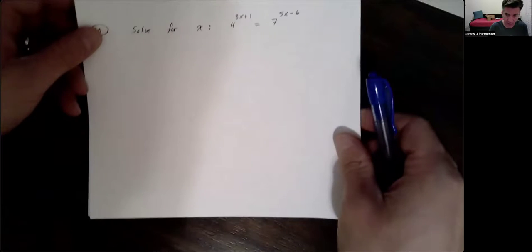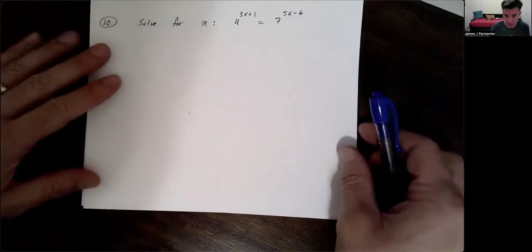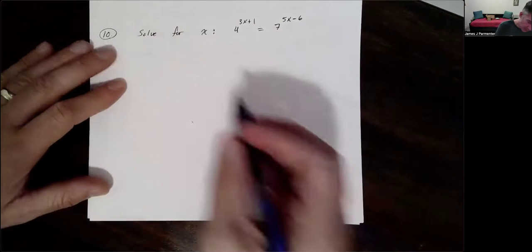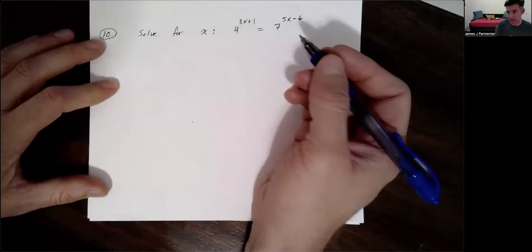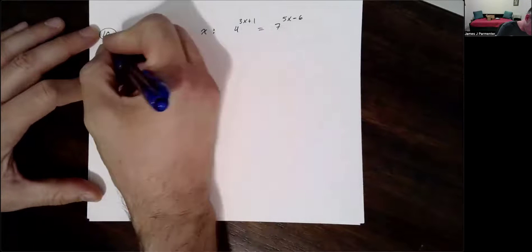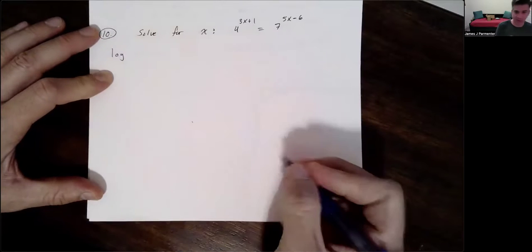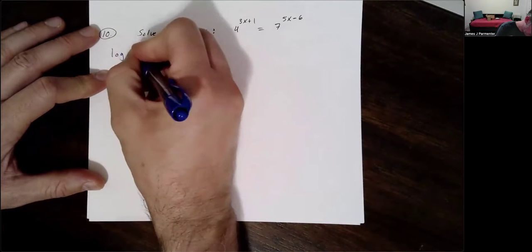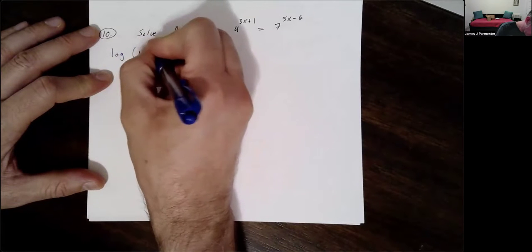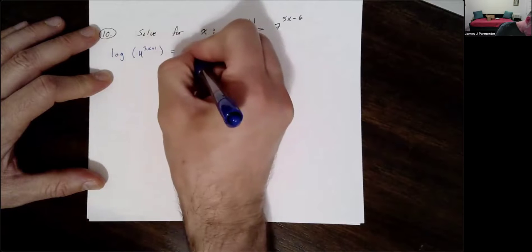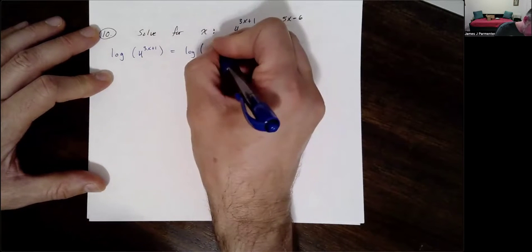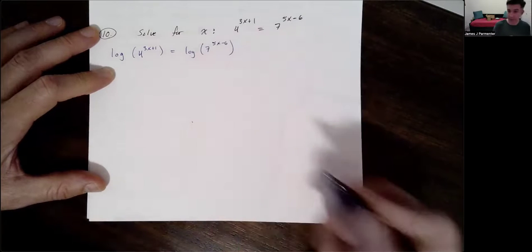So let's not bump my camera because it's super sensitive. All right, so again, we're going to take the log of both sides, but this time we're actually using log instead of natural log. It's log of 4 to the 3x plus 1 equal to log of 7 to the 5x minus 6. Bring the powers down in front.